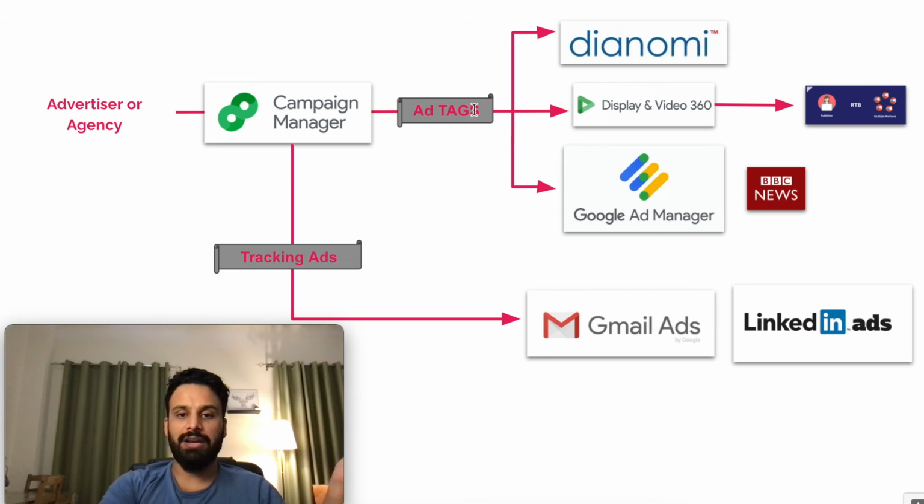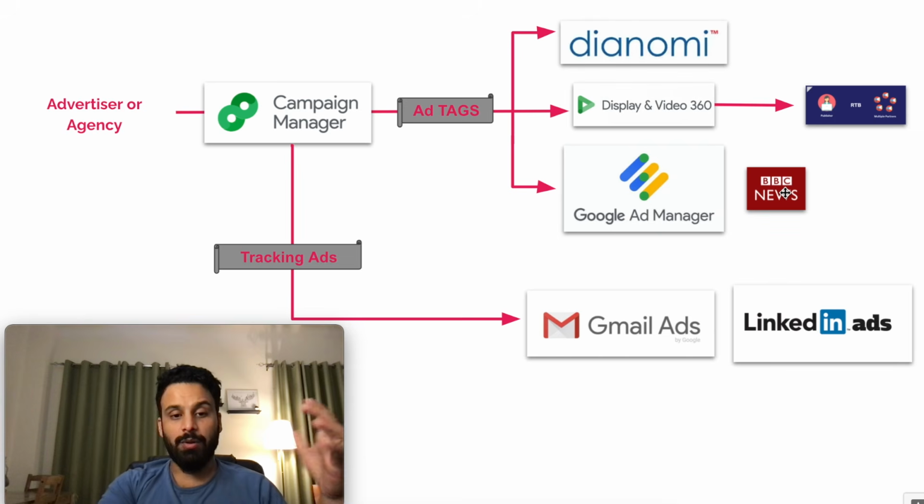So for example, you generated 3 different ad tags for these 3 platforms. Now you decide to change the creative. You just have to change the creative in your own Campaign Manager as an advertiser or an agency, and the respective ads in these platforms will reflect the new creative.